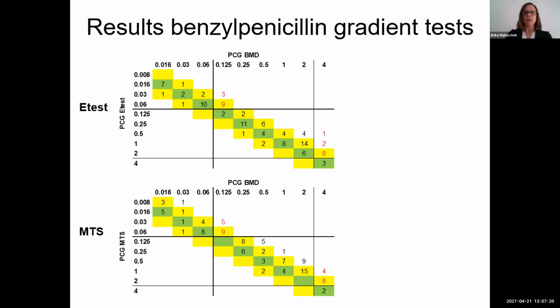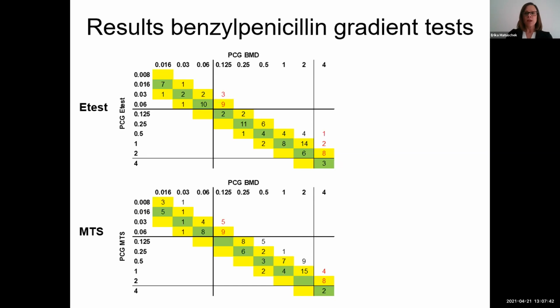This is what it looks like when we correlate the MICs for gradient tests to broth microdilution. You have E-test in the upper part here and MTS in the lower part. The reference broth micro MICs are in columns and the MICs for the gradient tests in rows. The different breakpoints are shown as lines.